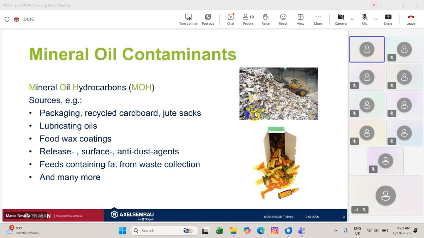Here are only a few examples about packaging, recycled cardboard. That was what I was talking about yesterday during the lunchtime, that at least in Germany or in Europe, I don't know if it's the same here in Singapore, the first observation of MOSH was in 2009, 2010 in Germany, when it came to pasta and rice in recycled cardboard.